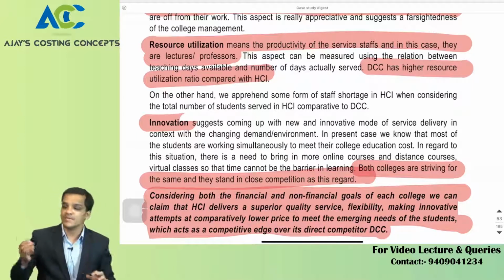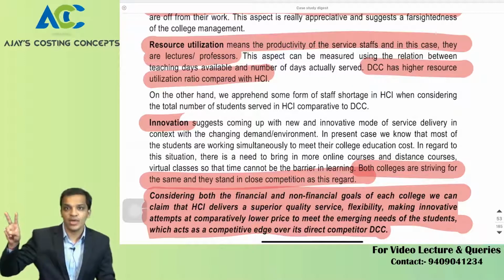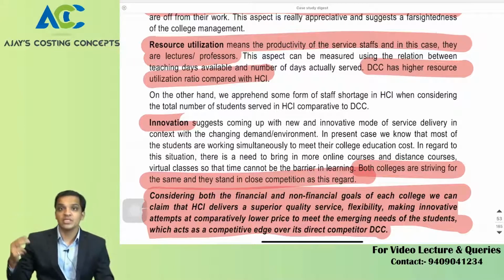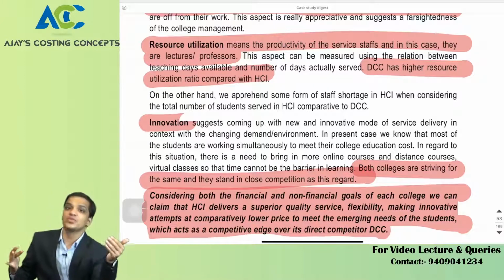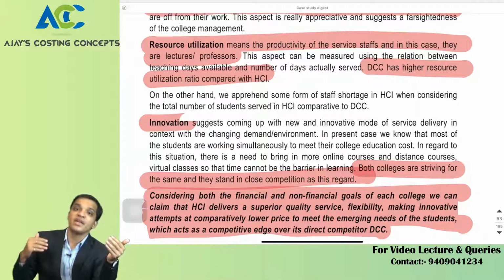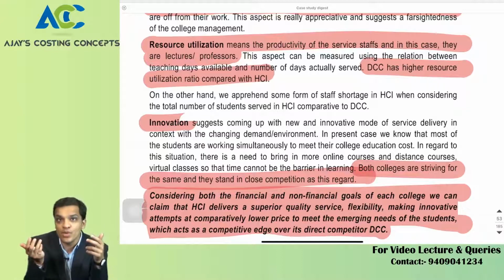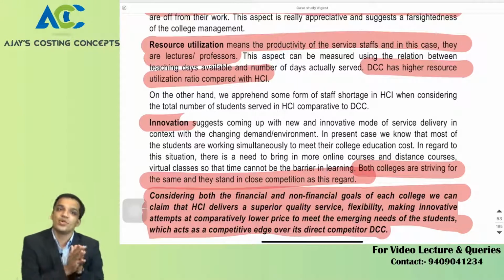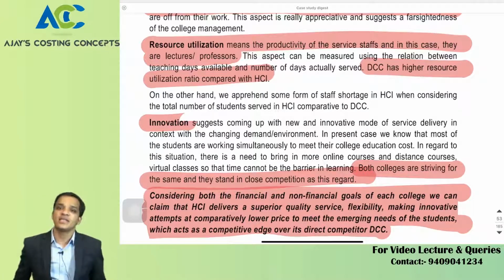She is more interested in where her child would be more benefited. So in that case, quality, HCI gets 1 point. Flexibility, HCI gets 1 point. Innovation, both are the same. So HCI has 2 plus points. When it comes to resource utilization, DCC gets 1 point, right? When it comes to non-comparative measures, how many applications you have received compared to your inquiries, HCI gets 1 point. So overall, HCI has higher points compared to DCC, and that is the reason why we would suggest that students should go to HCI college rather than DCC.